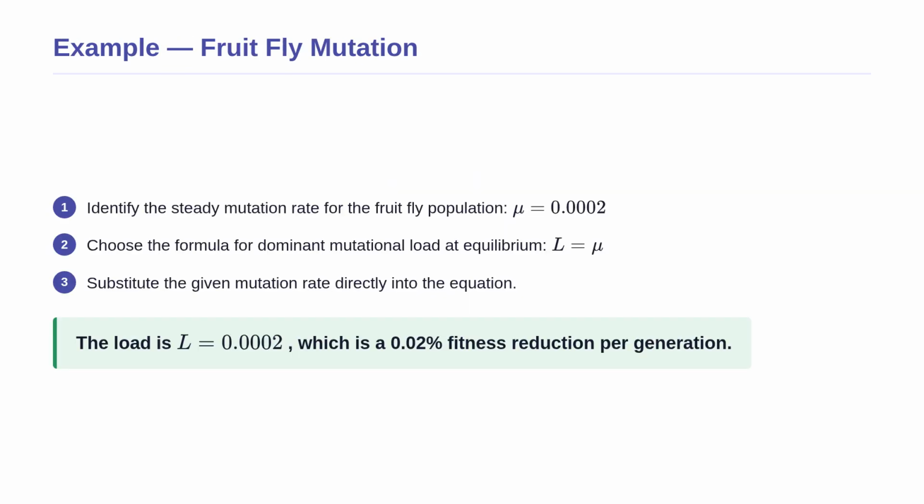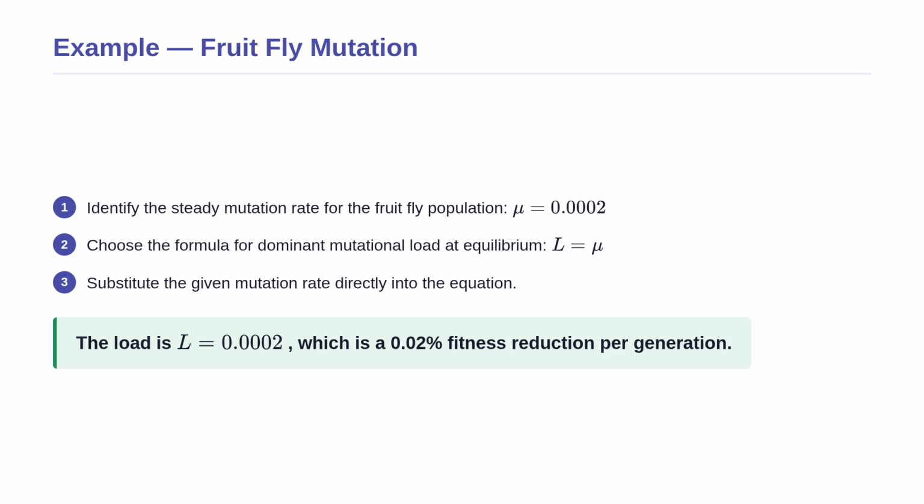With this new formula in hand, let us apply it to a population of fruit flies. Suppose a dominant harmful mutation occurs in this population at a steady rate of 0.0002 mutations per generation. We want to find the mutational genetic load at equilibrium. Because we are dealing with a recurrent dominant mutation, we choose the simplified formula derived from Haldane's principle, where load equals the mutation rate. We simply substitute the given mutation rate directly into the equation.